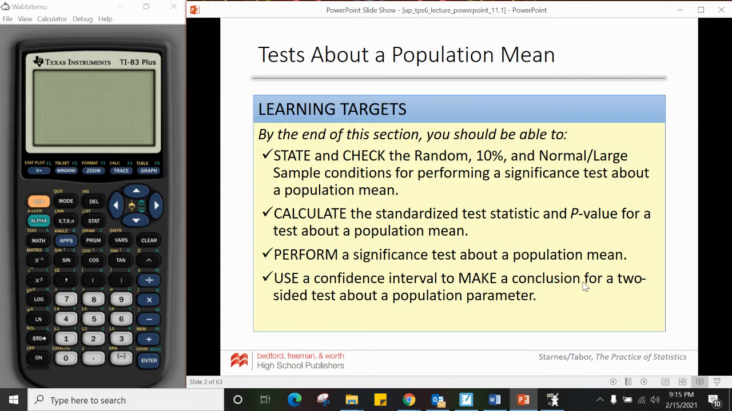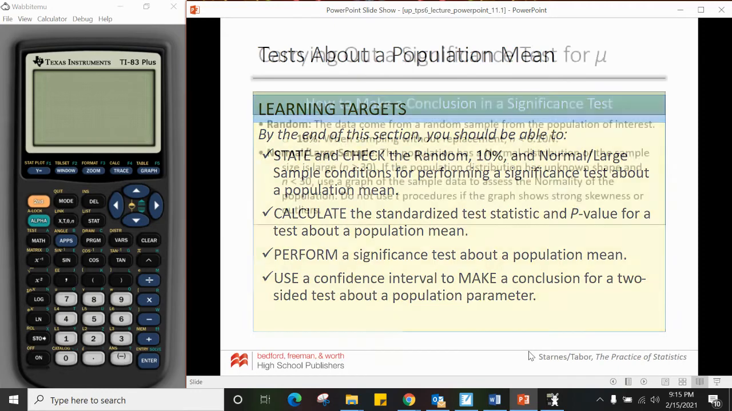So, our learning targets: state and check the random, 10%, normal condition for performing a significance test about a population mean. We should be good at that already, but we'll go over it again. Calculate the standardized test statistic and p-value for a test about a population mean. So really only one small difference compared to chapter 9. And then perform a significance test about a population mean and use confidence intervals to make a conclusion for a two-sided test about a population parameter. I really like the last one, connecting chapter 10 to chapter 11 a little bit here.